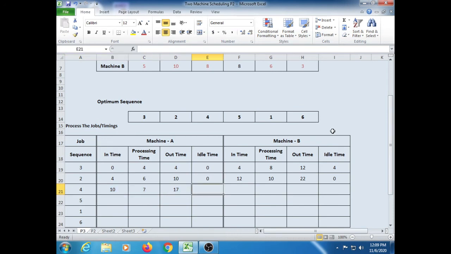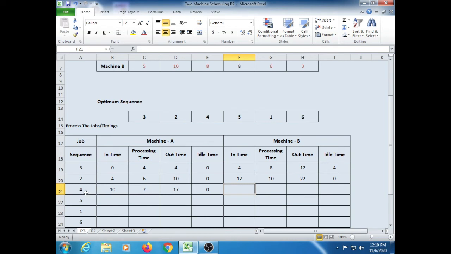Then for finding out the idle time, here we have to calculate the out time minus in time of the same job, then we will get the idle time. So that is 0. So here the previous job out time will become the present job in time. So there is no gap, so 10 minus 10. So simply we can write here 0 is the idle time. Then here we have to calculate the in time for machine B.